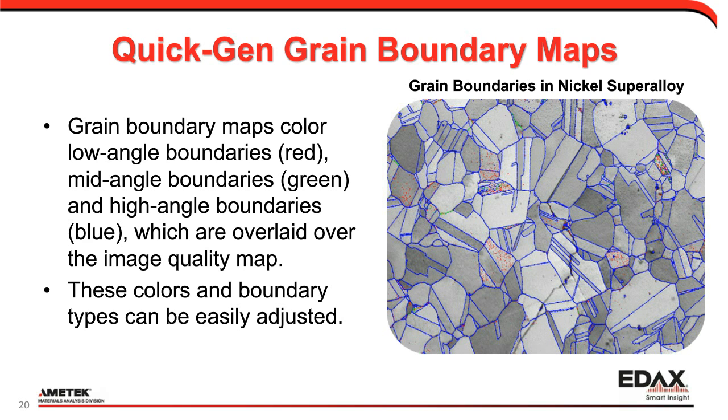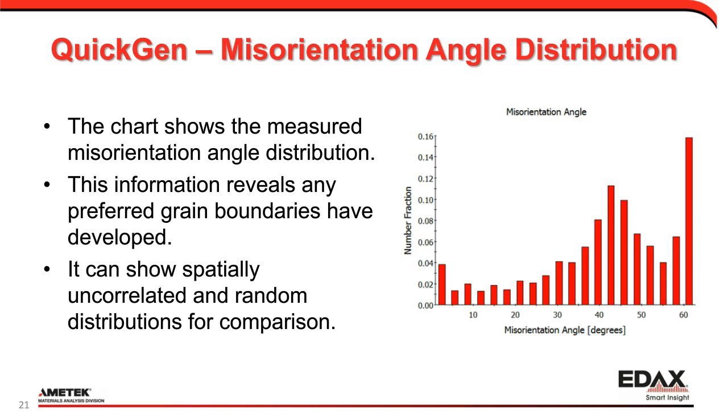We can correlate that also with the misorientation angle distribution. This gives an idea if any preferred grain boundaries have developed. We can compare this to a random distribution. So in this case, we see there's a big, strong peak there at 60 degrees, which would be a twin boundary, and there's a little peak down at the end, which indicates some amount of plastic deformation in the material.